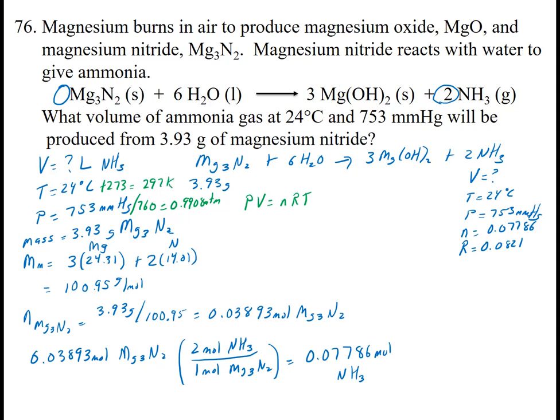It's already volume in liters, and I have n in moles and R is R. So my pressure is 0.9908 times V. My moles is 0.07786. R is the constant of 0.0821. And my temperature is 297. So this gives me 0.9908 V.